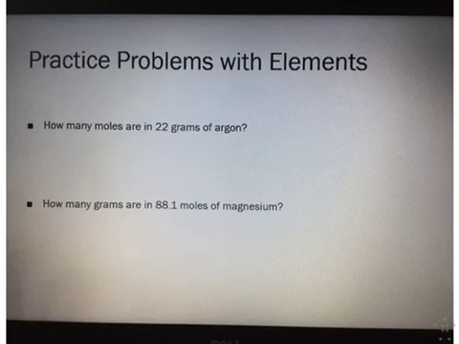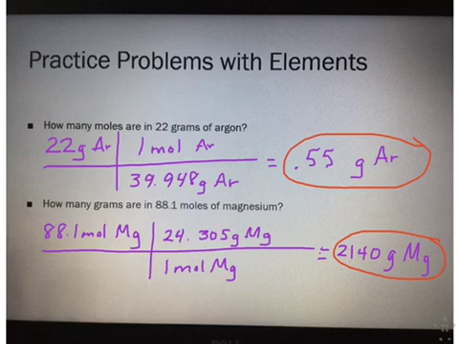Okay, so here are a couple of practice problems with elements. I'm going to pause the video here in just a moment so you can try these on your own, and when you come back, the answers will be up there for you so you can see how you're doing. And here you go. Here are your answers to these two practice problems. Now keep in mind that your decimals may be slightly different from mine because we may be using different periodic tables that have rounded differently. So that can affect your answer slightly.